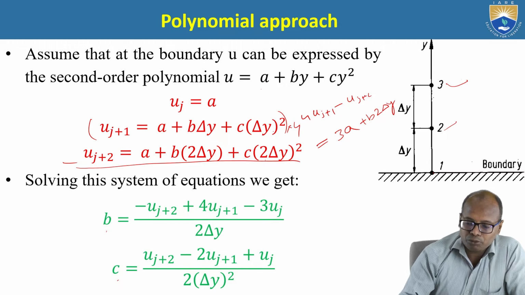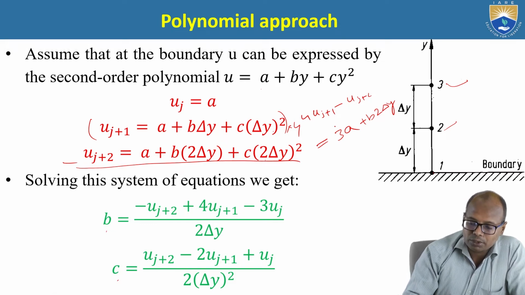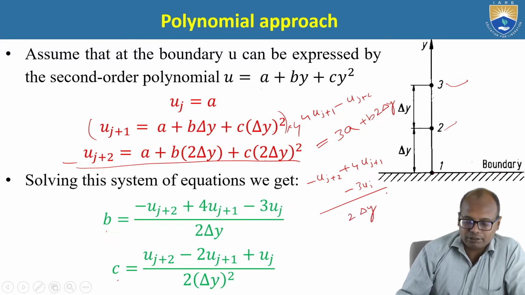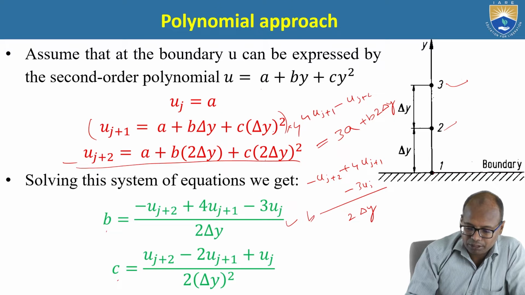Now what I have to do? I have to substitute the value of a. What is the a value? It is u(j). So I will get minus u(j+2) plus 4u(j+1), and this one will go to this side, so it will be minus 3u(j), divided by 2 delta y. Like this I will get. So this is the equation I got for b.